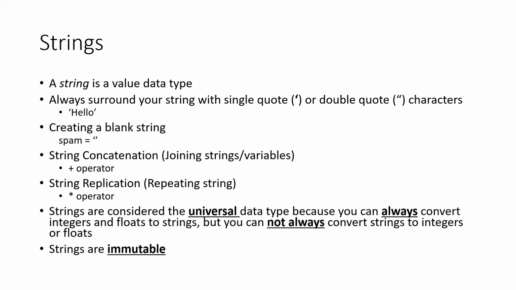All right, strings. Remember that these are considered the most universal data type because you can always convert integers and floats to strings, but you cannot always convert strings to integers or floats. You want to surround your string with either a single quote or a double quote. For example, this hello that you see here. You can create a blank string by saying something like spam equals and then the two quotes. We have string concatenation, in which we use the plus operator that will join strings or variables together. We use string replication, in which case we use the asterisk operator, and then we will repeat that number of strings. Remember that strings are immutable.